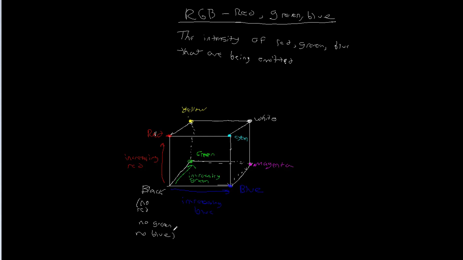If you think back to our additive description of color, that makes perfect sense because we're not emitting anything, so there's nothing to mix. So there's going to be no color. Conversely, if we emit full blue, full green, and full red, we get white. This is going to be the full intensity of red, blue, and green, which again is going to give us white.